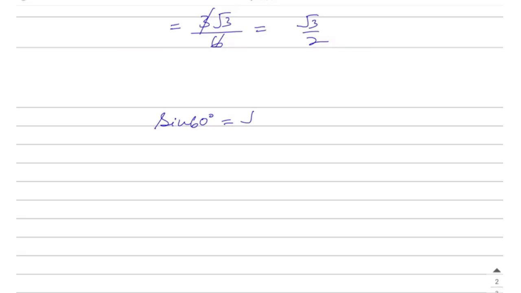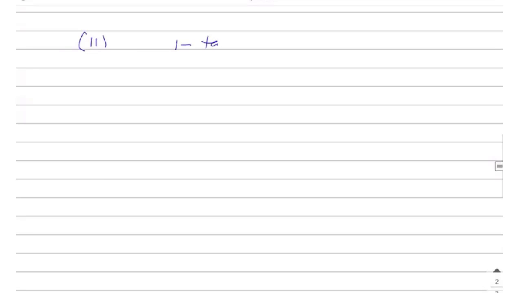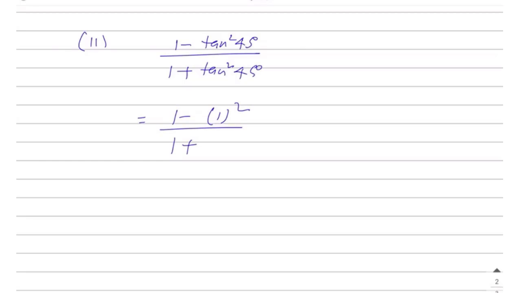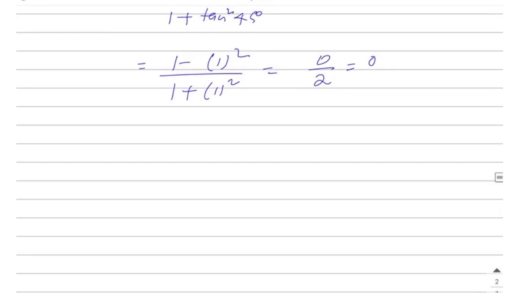So the correct option is A. In the second part, (1 minus tan square 45 degree) whole divided by (1 plus tan square 45 degree). The tan 45 degree is 1, so we write 1 minus 1 square upon 1 plus 1 square. So 1 minus 1 is 0 by 2, that is equal to 0. So the correct option is A. So the correct option is D.